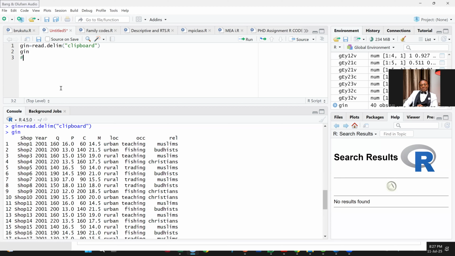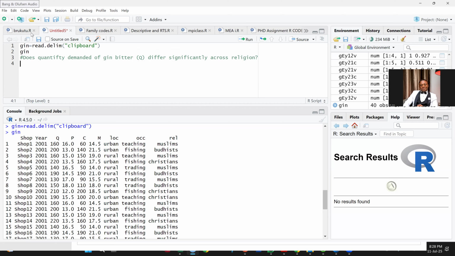The question is, does quantity demanded of gin bitters, Q, differ significantly across religions? That's all we are doing. In other words, we want to know which religious group is drinking a lot. So that's a question, but it is behind a hash symbol, so it will not be run as code.